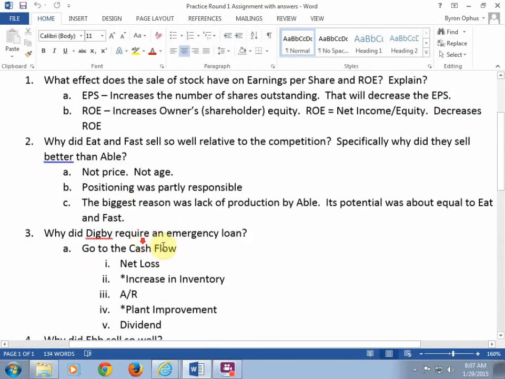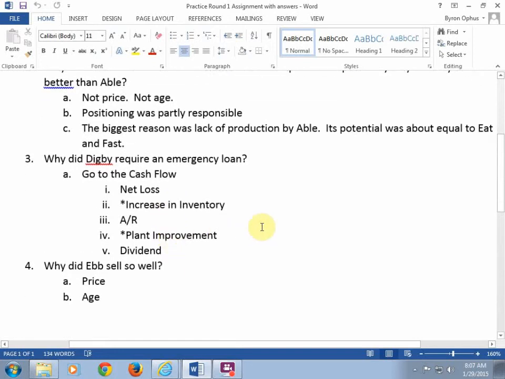Okay, question 3: why did Digby require an emergency loan? For whatever reason, a reasonable number of you put that they spent more than they took in. Okay, fine, but that's not going to cut it. You need to tell me what happened. Sure, I understand they didn't make enough money to cover that, but what did they spend the money on? In their case, it was several things. Go to the cash flow. The cash flow is right on there.